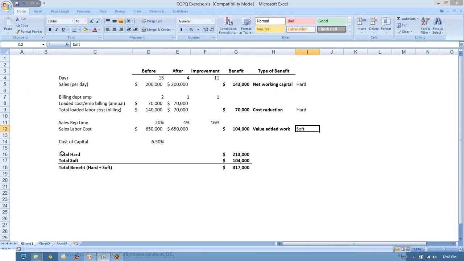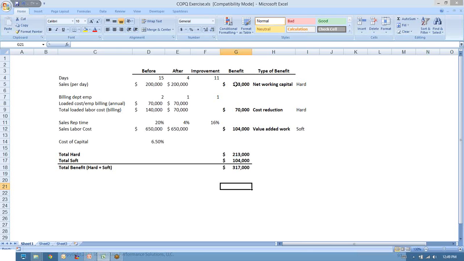All right, if we total that up, we've got a total of 213 of hard savings, which is the net working capital plus cost reduction, and a total of soft savings of $104,000 for a total benefit of $317,000. Now, if you didn't get this answer, don't fret. The important thing is that you did it, right? Because when I do this in a live class with, say, 20 people, I may get 20 different answers.